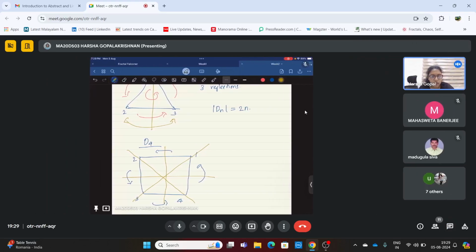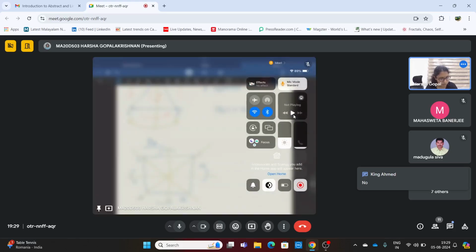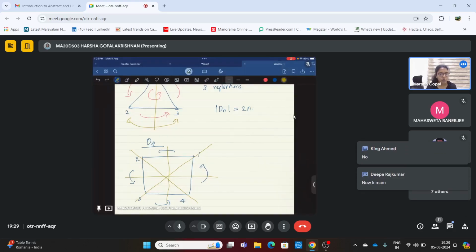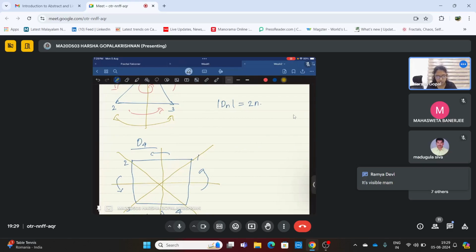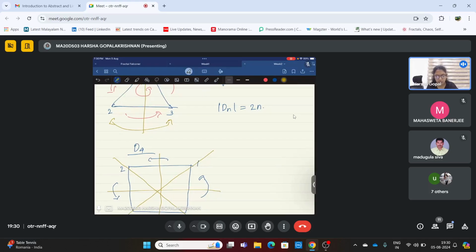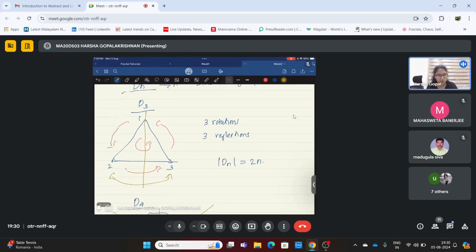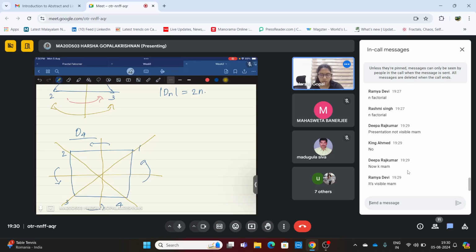Give me 1 minute. Now it's visible, right? Okay. Till where it was not visible? I mean, from where should I explain again? Or can I continue just like this? Okay, I hope it is fine.